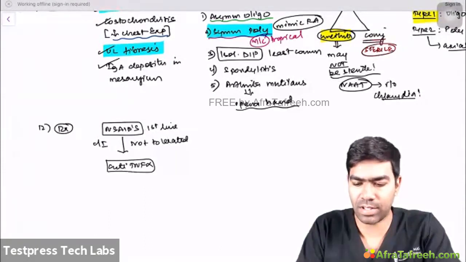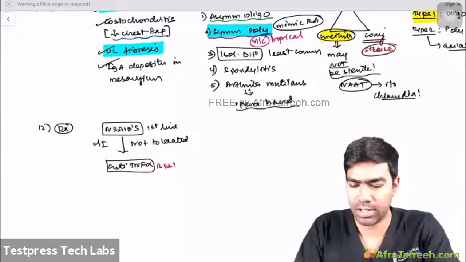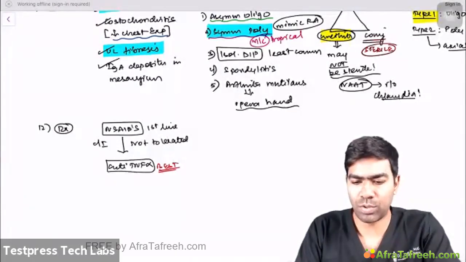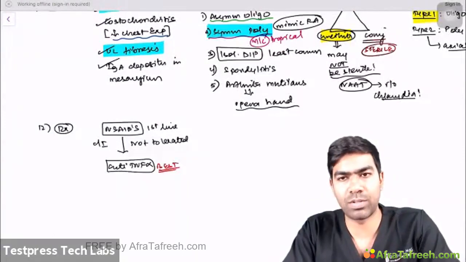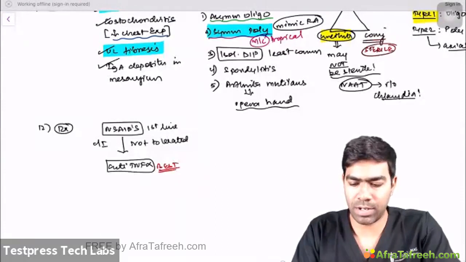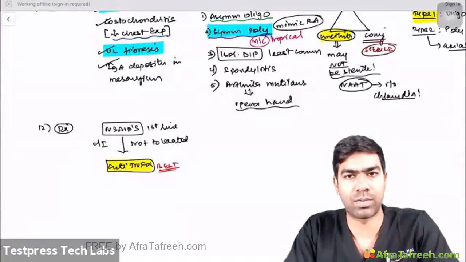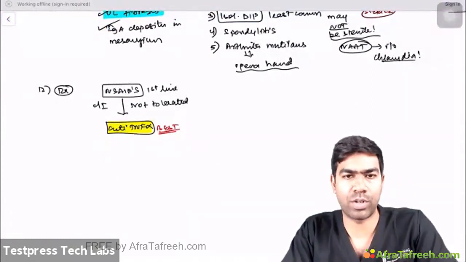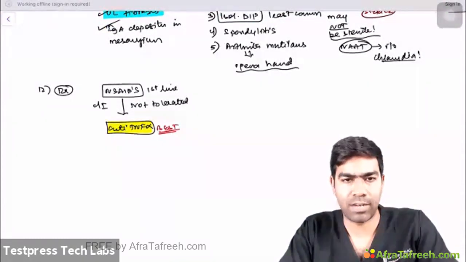Remember, anti-TNF agents are the best option currently for ankylosing spondylitis. That's why I asked whether anti-TNF can be used in ankylosing spondylitis or not. Yes, it can be used, and it shows one of the best responses. If they ask you the best treatment right now for ankylosing spondylitis, it is anti-TNF drugs only. But it's not started upfront. After trying NSAIDs only, you start anti-TNF alpha drugs.